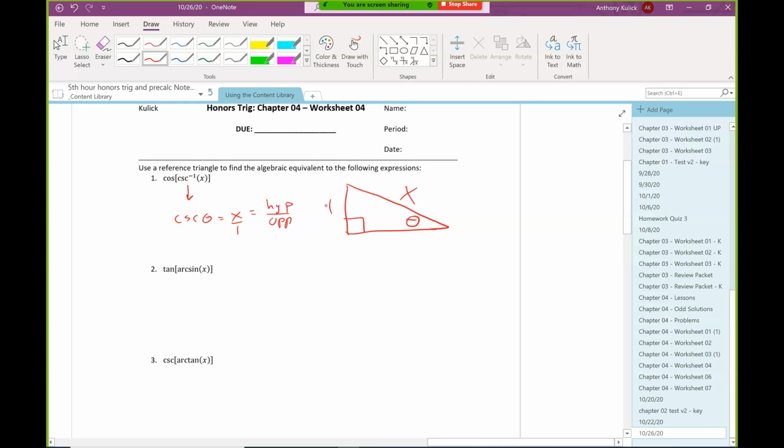So if I use the Pythagorean theorem, I can find this other side. Let's call that just a or something, I guess, for the sake of argument. So I can say x squared is equal to 1 squared plus a squared, or the square root of x squared minus 1 is equal to a. Okay with that?